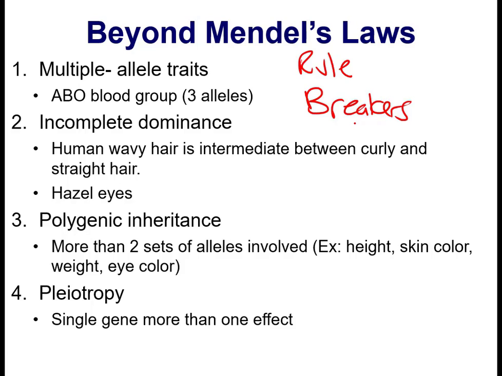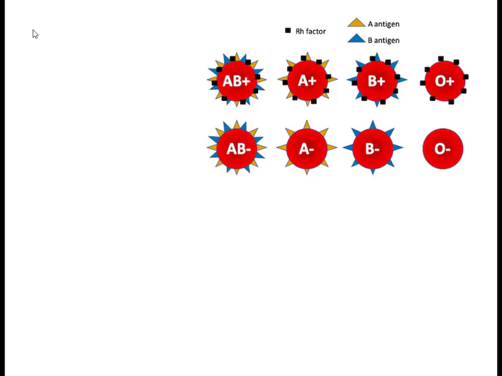So there's 4 different rules that we're going to break. And we're going to go through all 4 of these in this video. So first, let's talk about multiple allele traits. One example of multiple allele traits is your blood type.